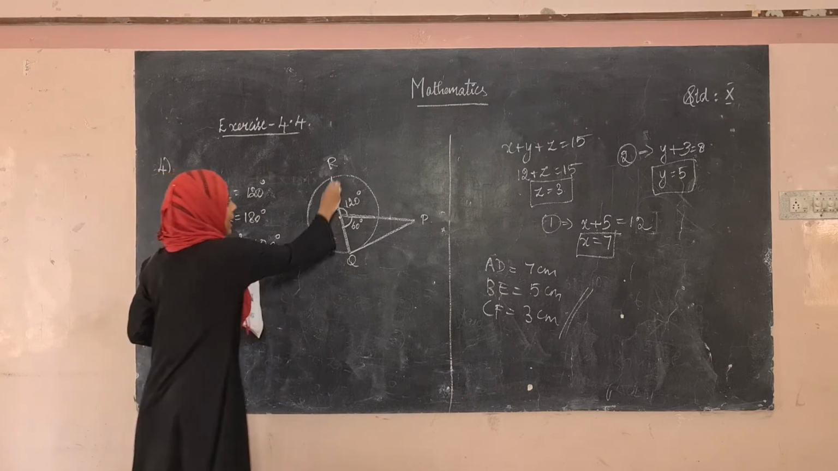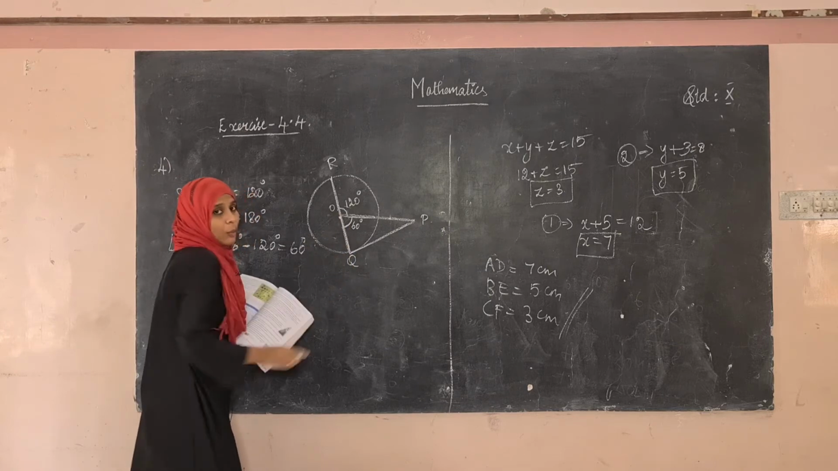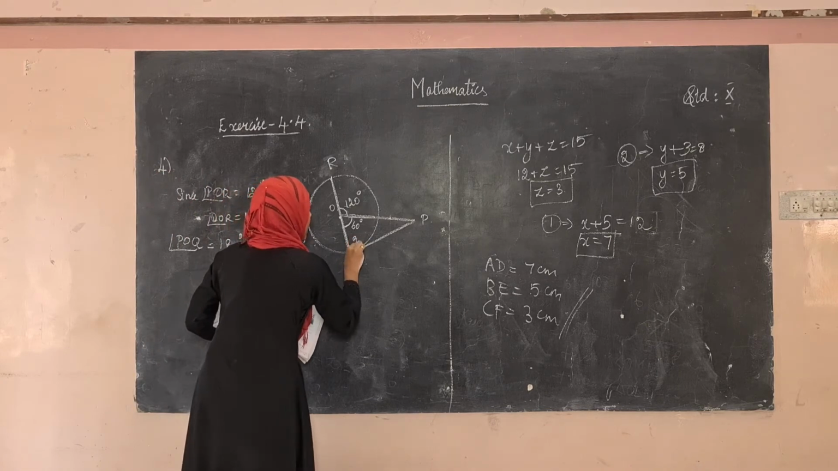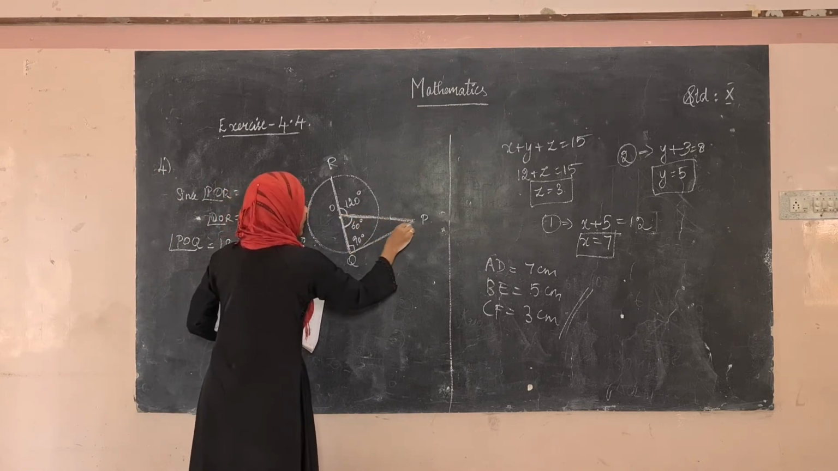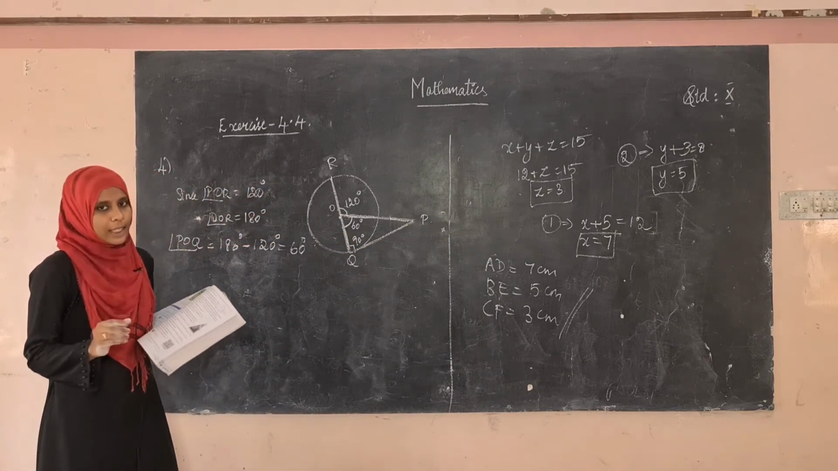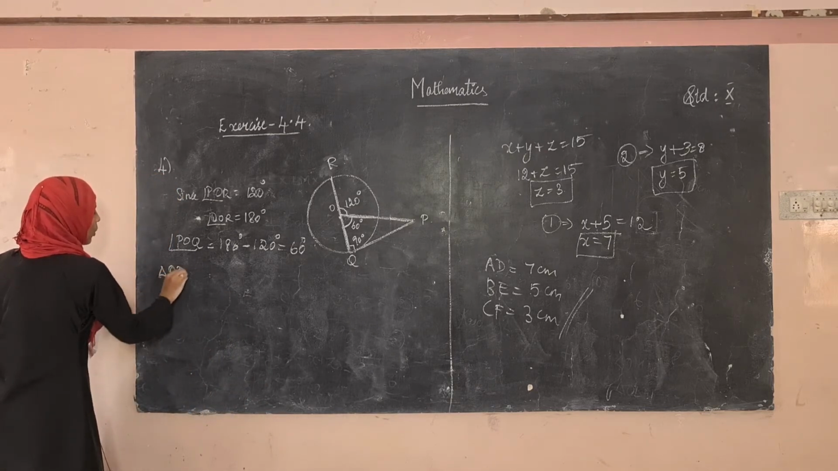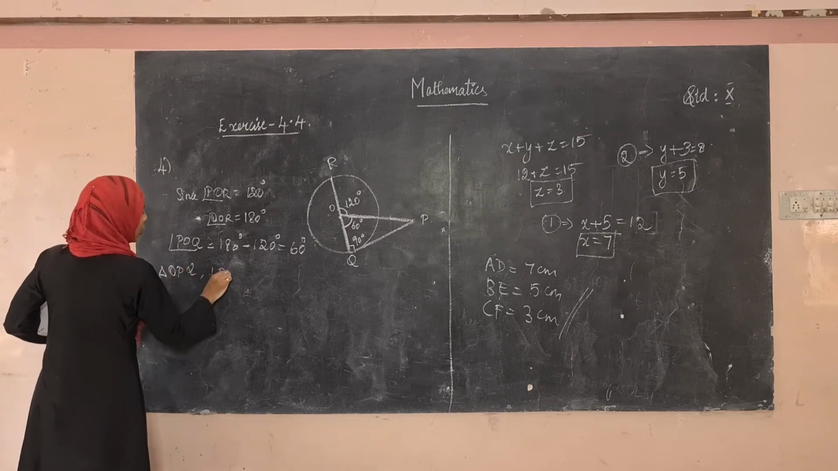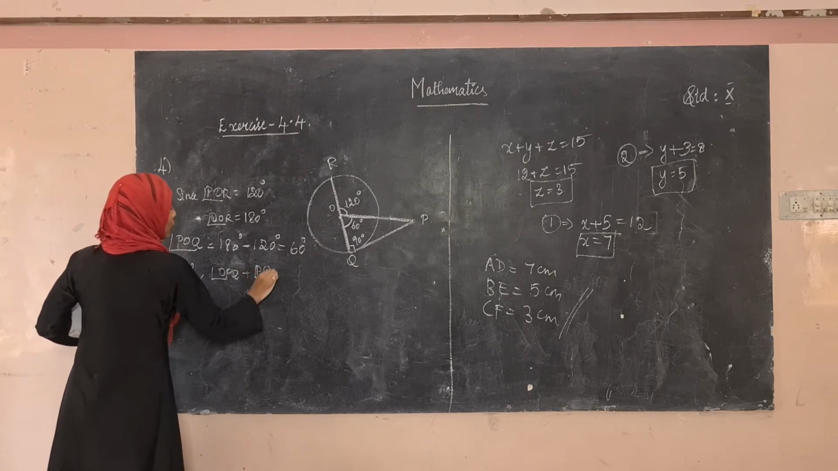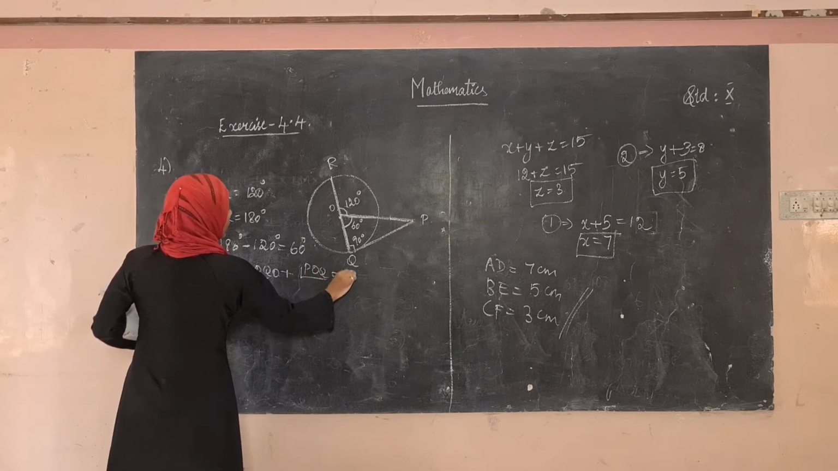Okay, we know that the diameter, if you are confused, you can take it as the radius. We know that the radius and the tangent make an angle of 90 degrees. So here it will be 90 degrees. See here, this is making a triangle, right? The sum of the angles of the triangle is equal to 180 degrees. So in triangle OPQ, angle OPQ plus angle PQO plus angle POQ is equal to 180 degrees.